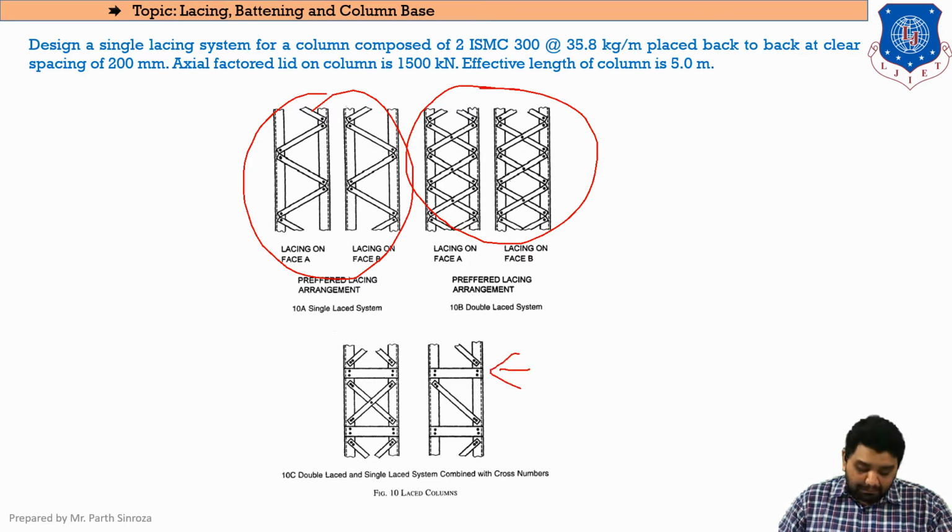Battening here means the horizontal plates that we have provided. For lacing systems, it is compulsory to provide a batten or tie plate at the top and bottom portions, that is at the starting and finishing portions of the column. But if only horizontal tie plates are provided throughout the entire column, then it is called a battened column. Clear? No lacings are provided there.